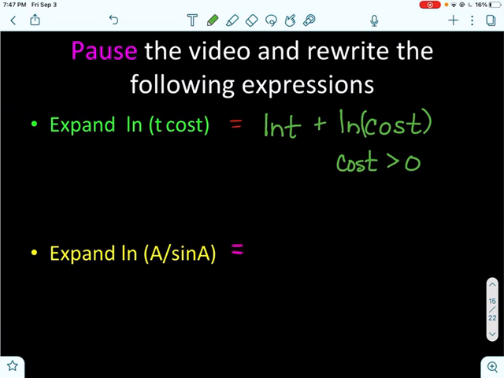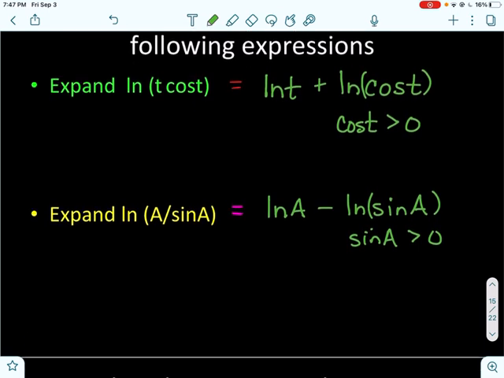If you have to expand this one, it's a quotient, so we're going to have ln of a minus ln of sine a. And again, it's the same thing there with sine a, as long as sine a is greater than 0.